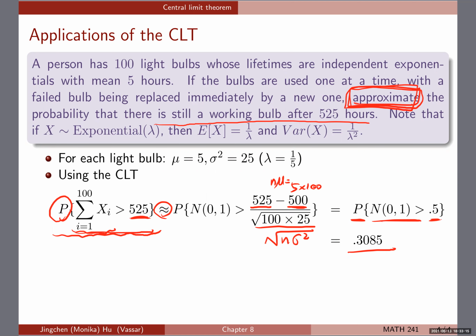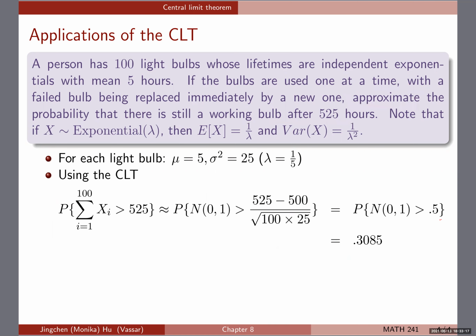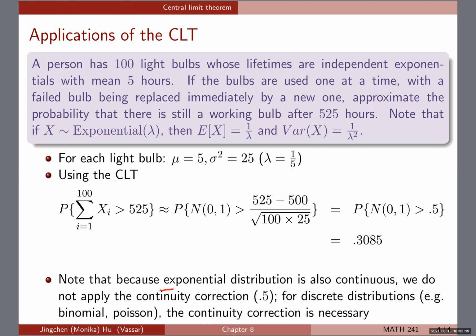I will just add one more thing. Notice that because the exponential distribution is continuous, we do not need to apply the continuity correction. Remember in the past, when we used the normal to approximate the binomial, because the binomial is discrete, we needed to add that continuity correction. But in this case we don't need to, because when we turn this into a normal, there's no continuity correction you need to do.